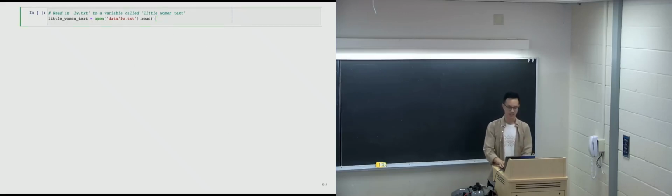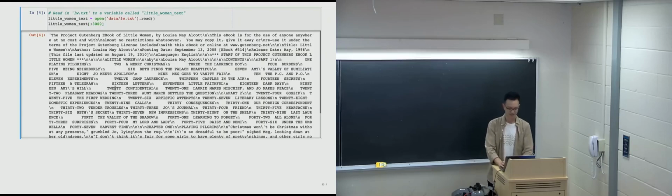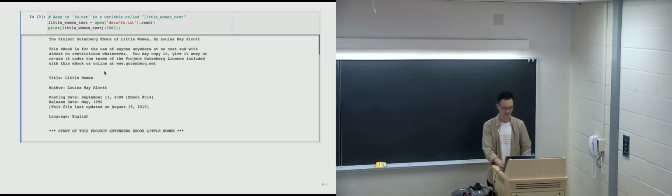I have a bit of code here that reads the entirety of the novel into Python, my programming language. If I look at the book, I can look at the first 300 characters, and you can see that it has some text here. It's a little bit short, so let's make it longer. Okay, so you get a bunch of text. It's kind of illegible, so we can try to make it easier to read.